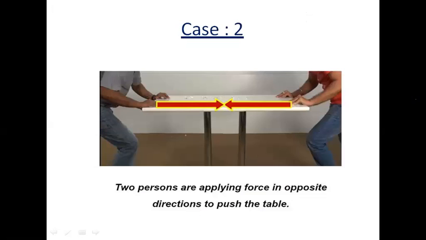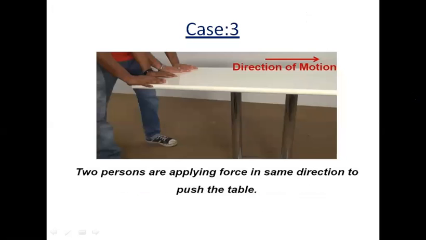In the second case, two persons are applying force in opposite direction to push the table. And in this case, there will be no movement. And in the third case, two persons are applying force in same direction to push the table. So here, the direction of motion will be in the same direction in which the force is applied, that is towards the right direction. So I hope with these three cases, you might have understood the characteristics of the force that is acting on an object.